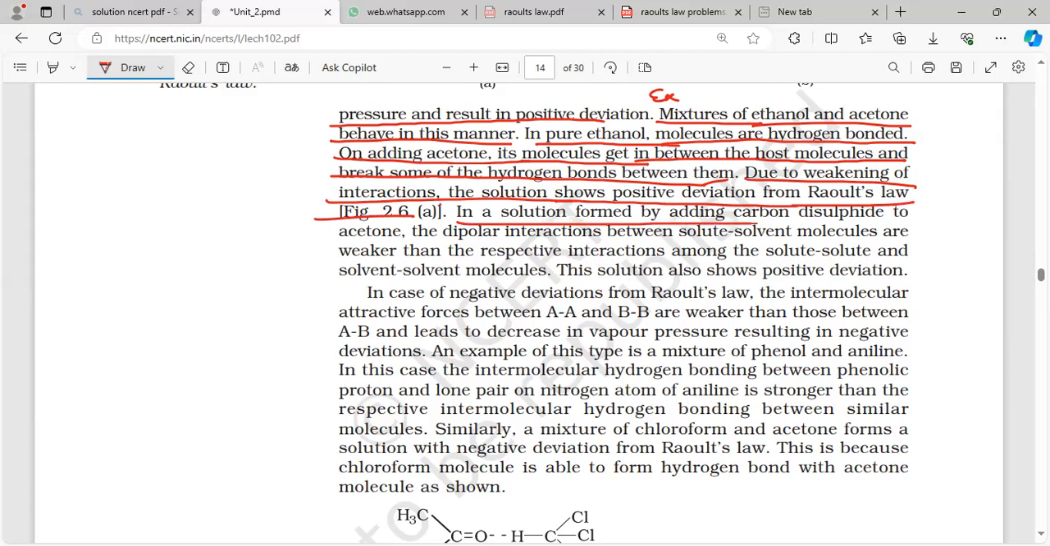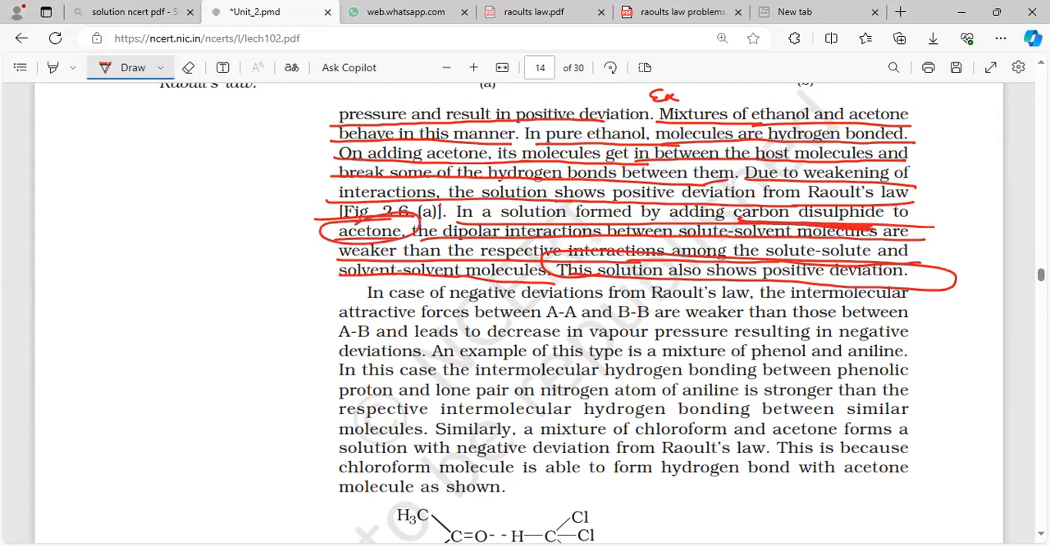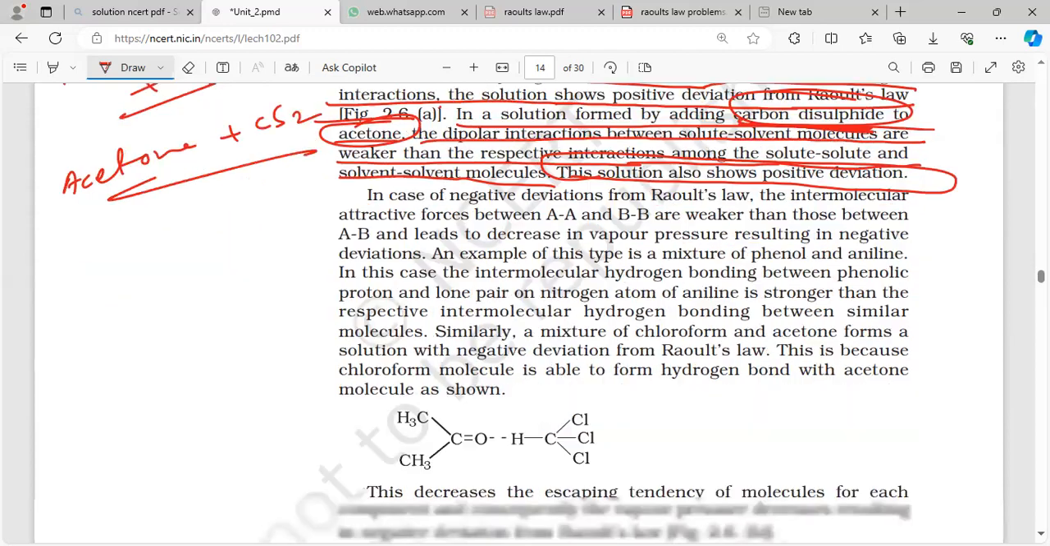In the solution formed by adding carbon disulfide to acetone, the dipolar interaction between solute and solvent molecules is weaker than the respective interactions among solute-solute and solvent-solvent molecules. This result also shows positive deviation. So these are two examples we are adding: acetone plus alcohol is positive, and second, acetone plus CS2, carbon disulfide, is positive.